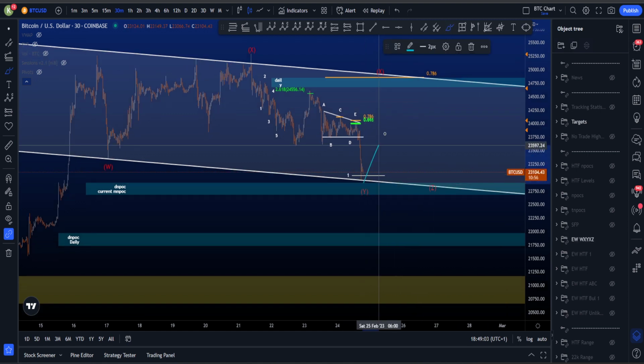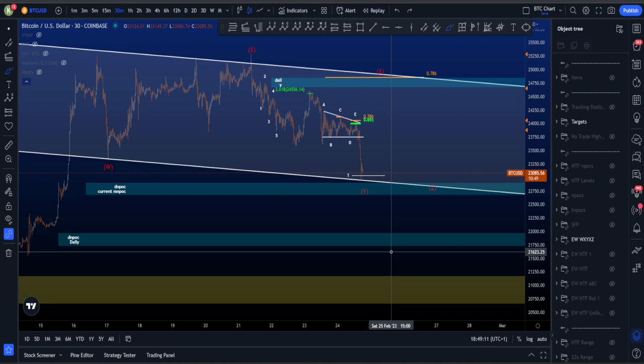That is my preferred scenario, that we somehow find our way to the upside. Of course, the alternative scenario is that we continue dumping. I mean, of course, that's always a scenario.